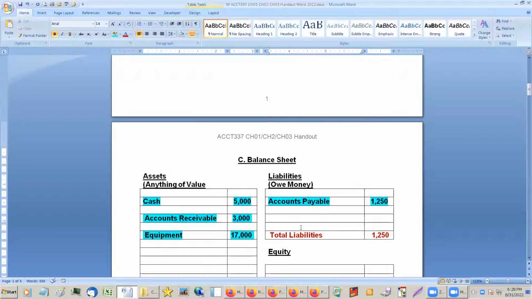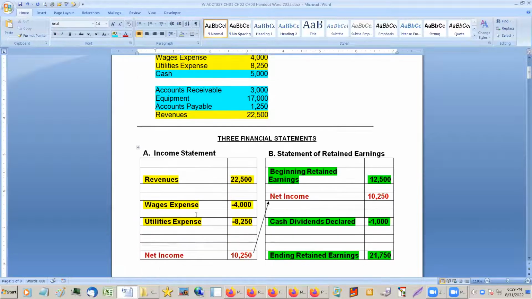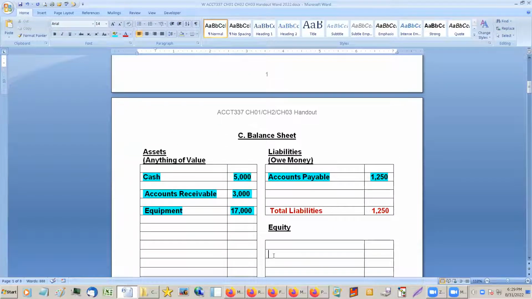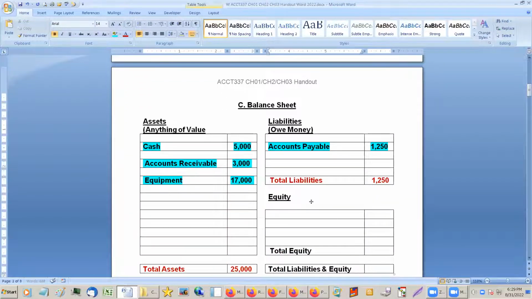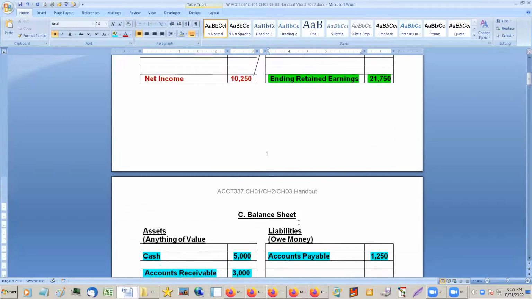Okay, well, the equity section. The last one, common stock. Common stock is actually the owners of the place. The equity section is for the owners. What do they own of it? So we have stock, 2,000.